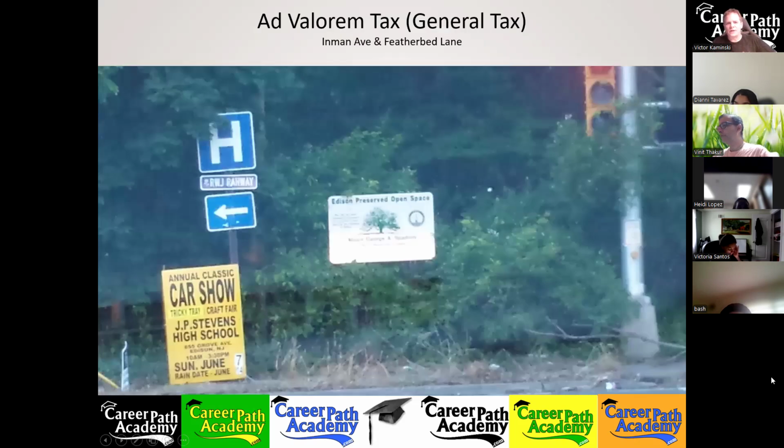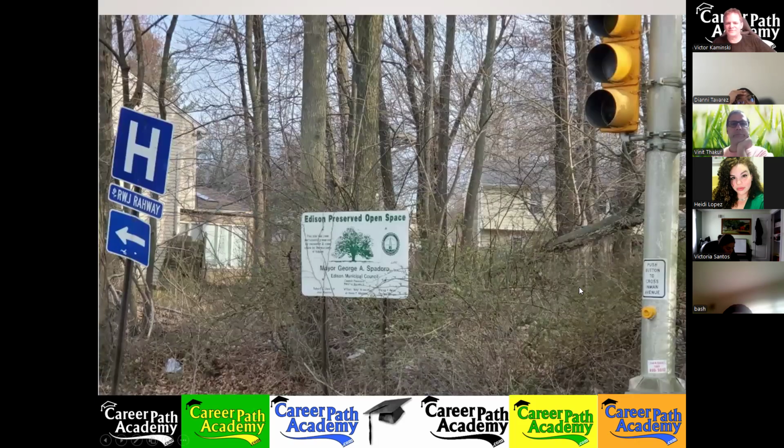Here's an example of one on Inman Avenue and Featherbed Lane, where they meet. You guys ever see this in that intersection on Inman Ave and Featherbed Lane? There's a light over here. This, as you can see, it's kind of overgrown. This is your Green Space Expansion Program here. See, Edison preserved open space. Here it is at another time of the year. Very nice. Your tax dollars are going to preserve this.